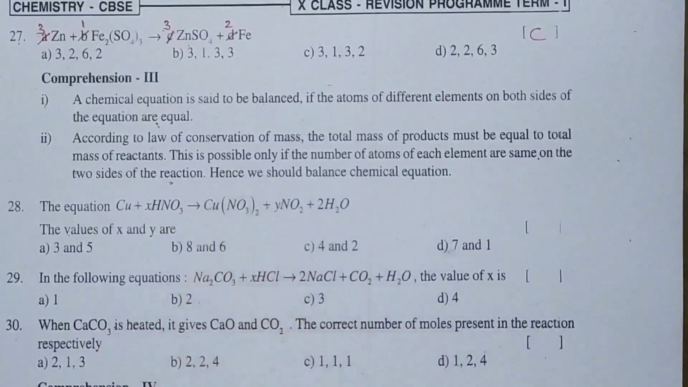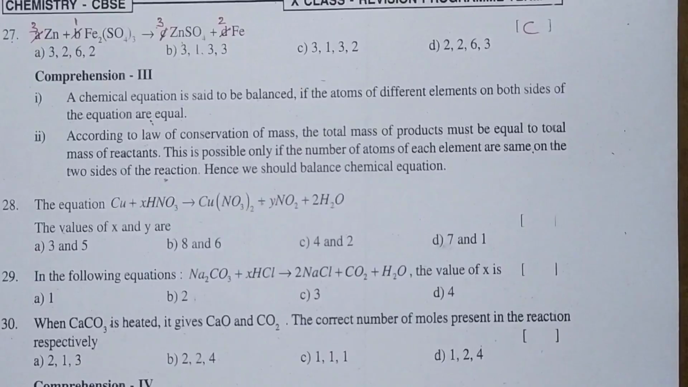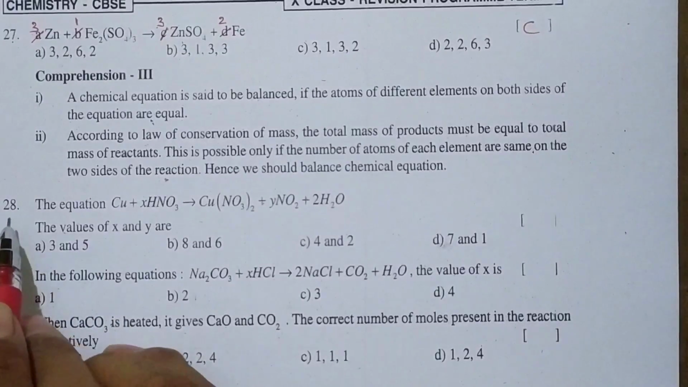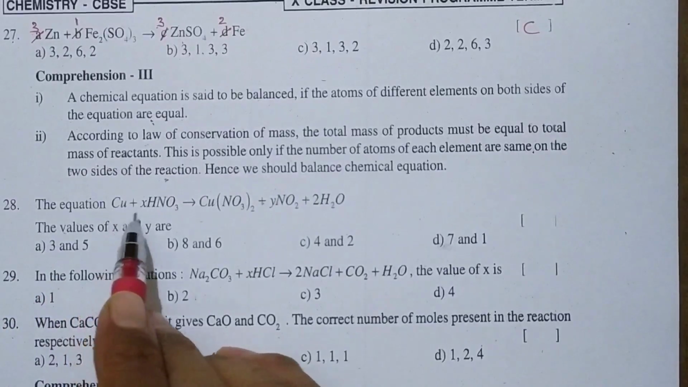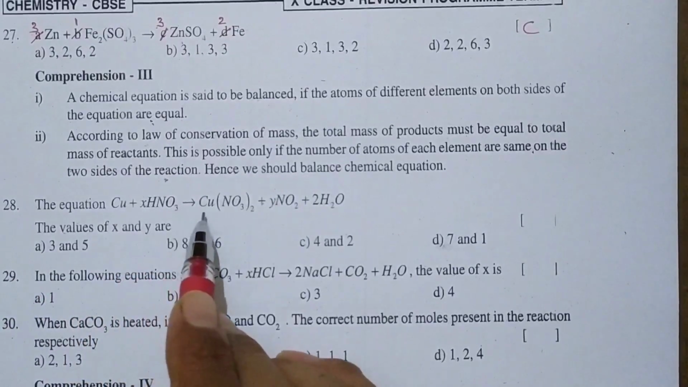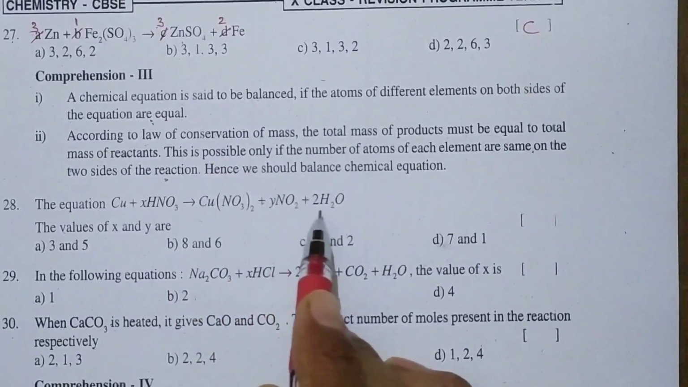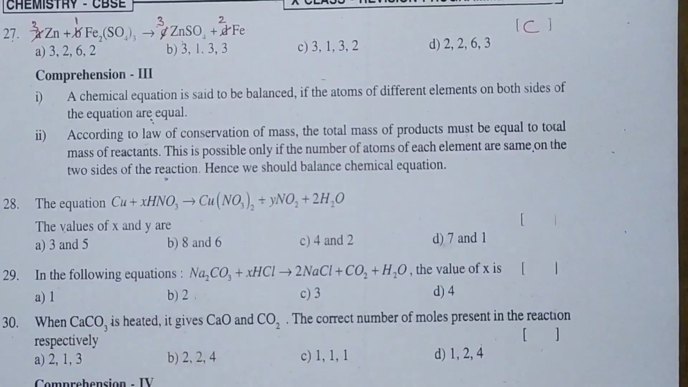Here, certain two points are given. They say why we should balance the chemical equation. Based on that, certain questions are there. Let us solve now. See question number 28. The equation Cu plus X times HNO3 gives rise to Cu(NO3)2 plus Y times NO2 plus 2 times H2O. The values of X and Y are?